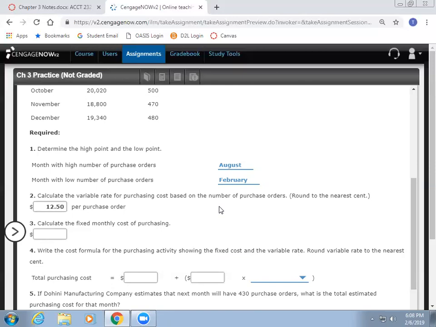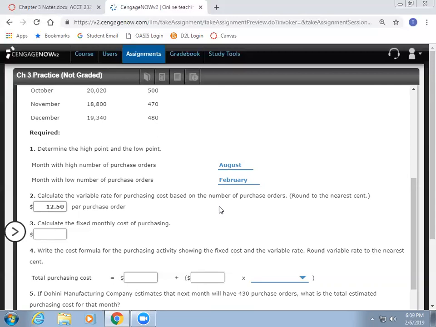My total cost is $20,940 minus my new variable cost per unit, $12.50, times the number of purchase orders I processed at that cost, so the 560. Okay, $12.50 times 560 is $7,000. So I'm taking $20,940 minus $7,000.